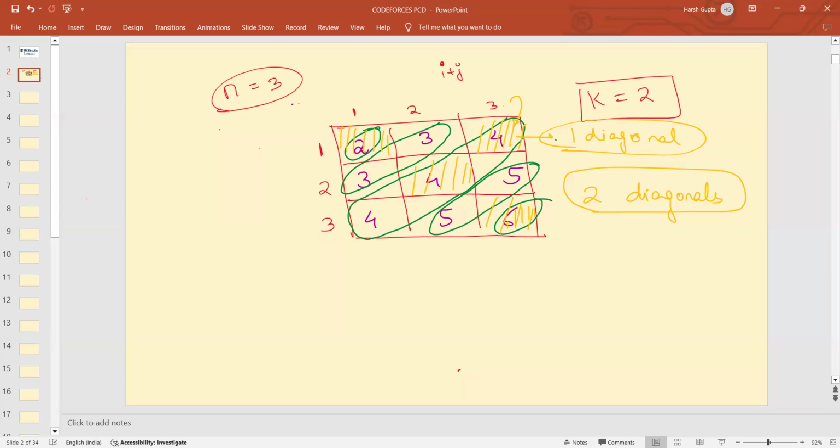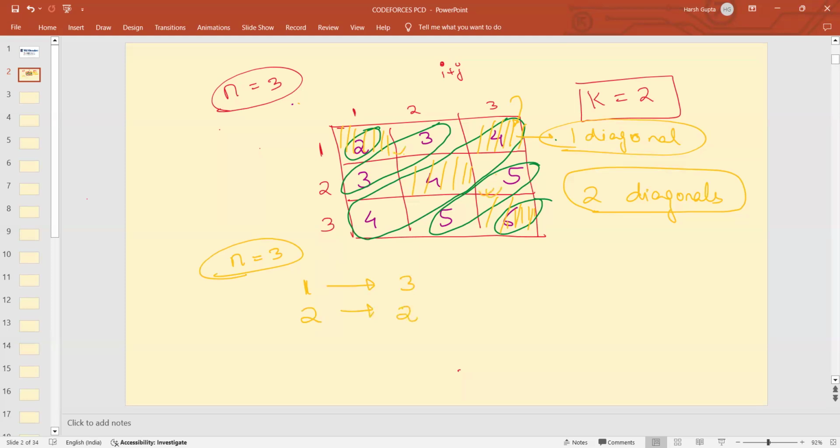Just observe one thing: every cell is a part of some diagonal, and every cell is a part of a unique diagonal. This particular cell is a part of only this particular diagonal, this particular cell is part of only this particular diagonal, and so on. So what I can do is just observe that when the side of the square was 3, there was one diagonal that contained 3 cells, and two diagonals that contain 2 cells.